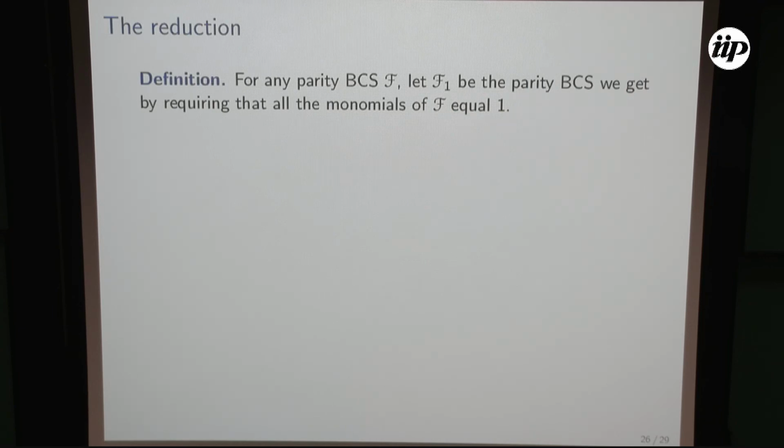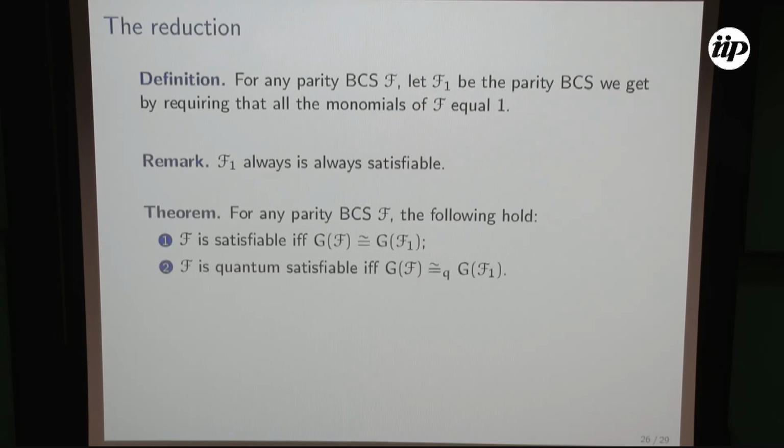But I'm going to call it, given a BCS F, this kind of trivial one, I'm going to denote it by F1. Right, always satisfiable. Now the nice theorem that we get is a relation between satisfiability and isomorphism. So first, my F is satisfiable with plus minus 1 variables if and only if the two corresponding graphs, so I build one graph from F and one from its trivial version, are isomorphic. And then I get the same thing for quantum satisfiability and quantum isomorphism.